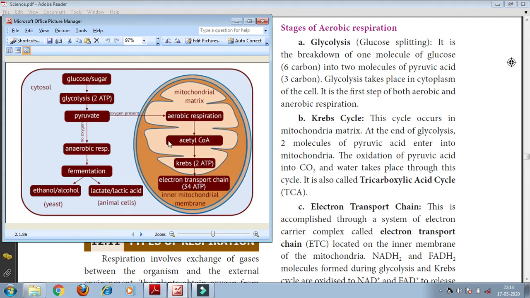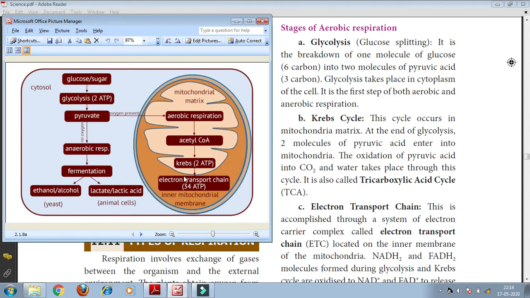It is also called the tricarboxylic acid cycle, or TCA. You can see this is acetyl, an organic compound containing carbon compounds.